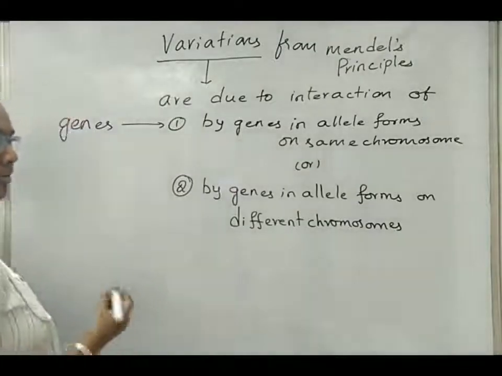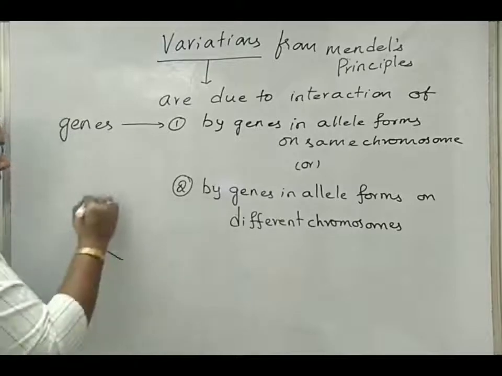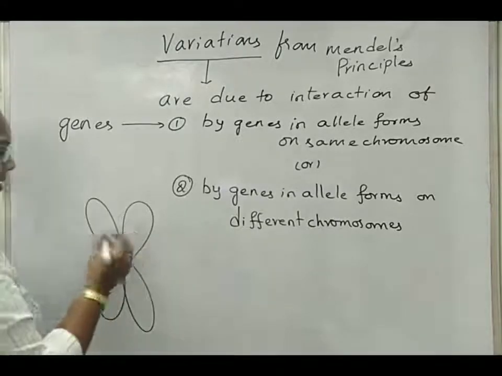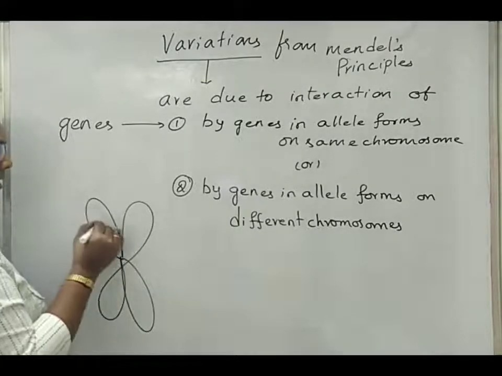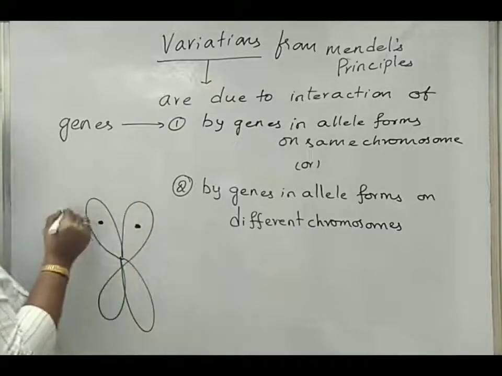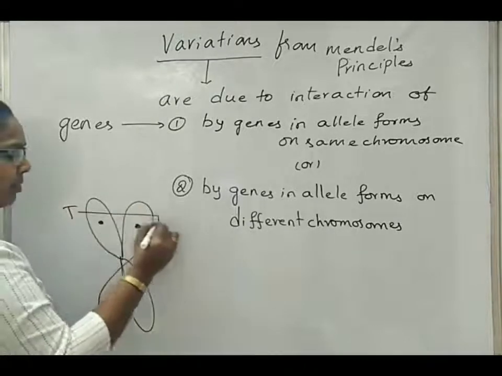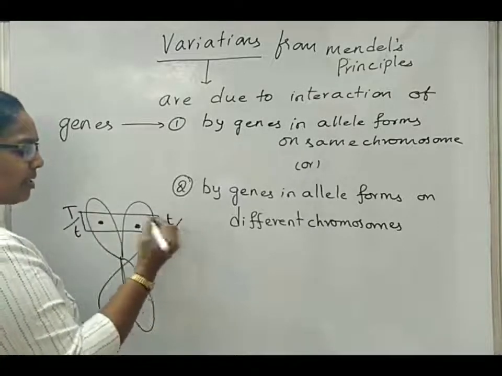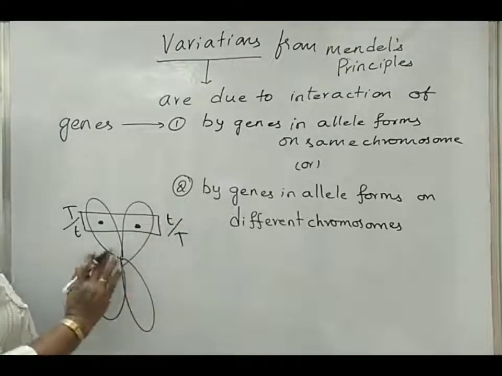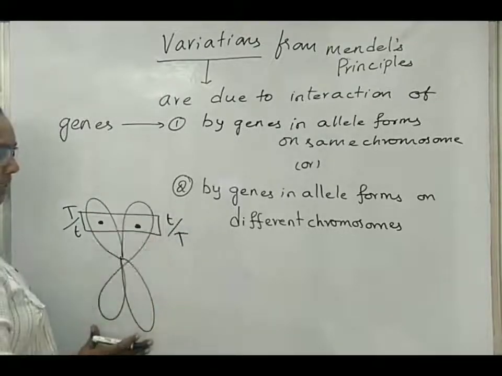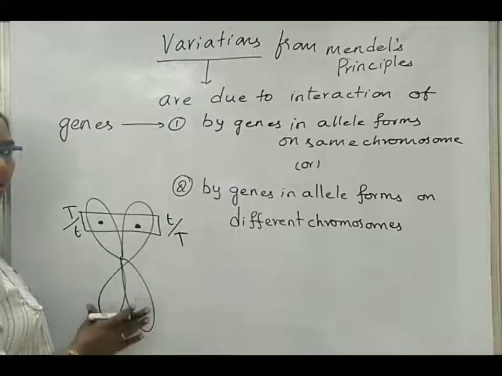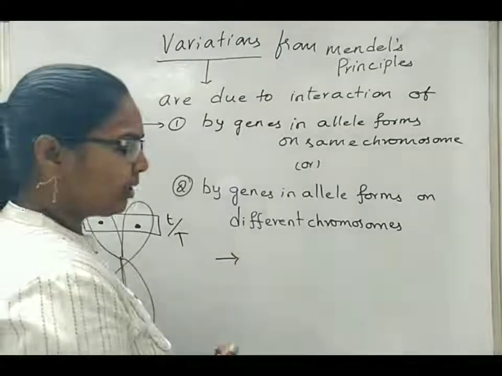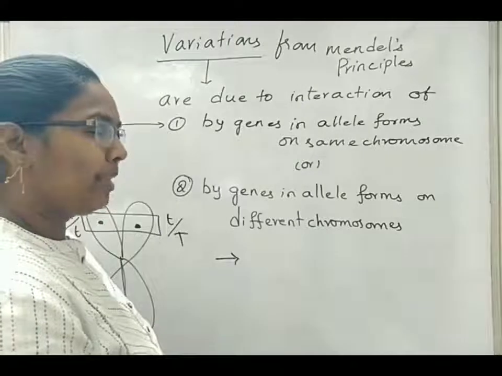Now, these variations are of two types. Before that, in a diagrammatic representation, if the chromosome is like this, the allele forms of the genes can be present on the locus. On this locus, at the same position of the gene, it can be a dominant or recessive allele, or here a recessive or dominant allele. Here I have represented genes in allele forms on the same chromosome. Now, variations, means interaction between the alleles, are of two types.